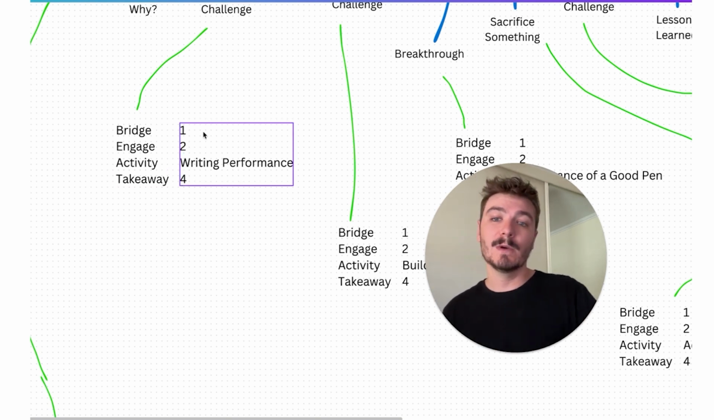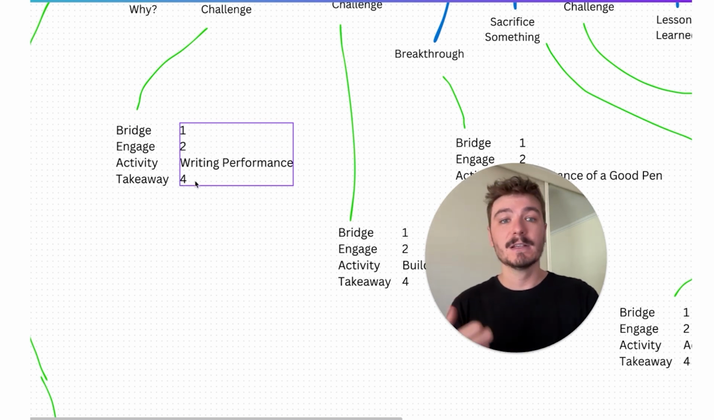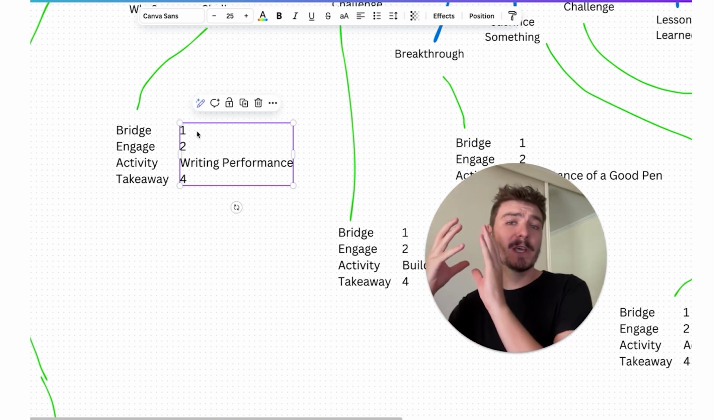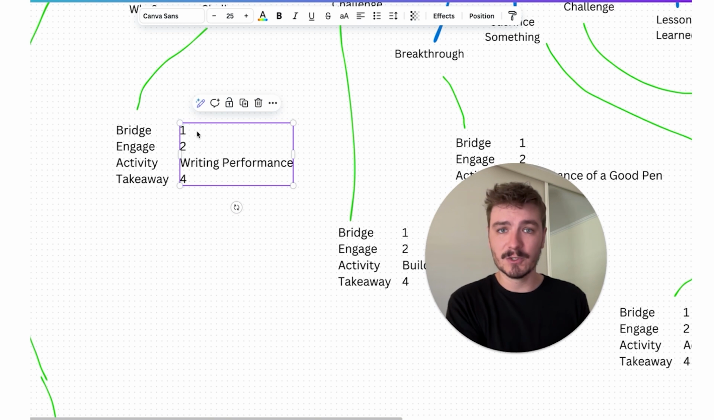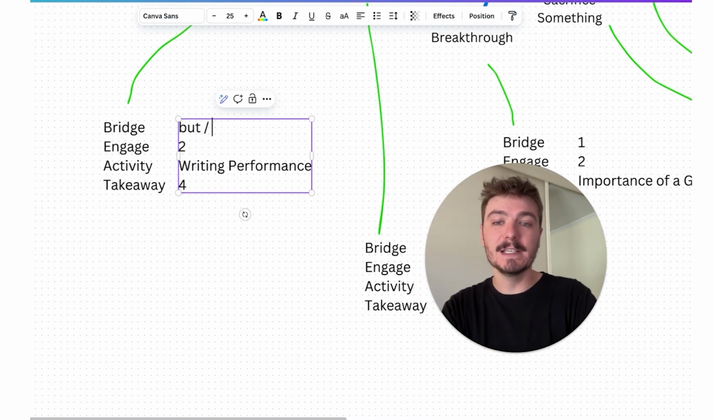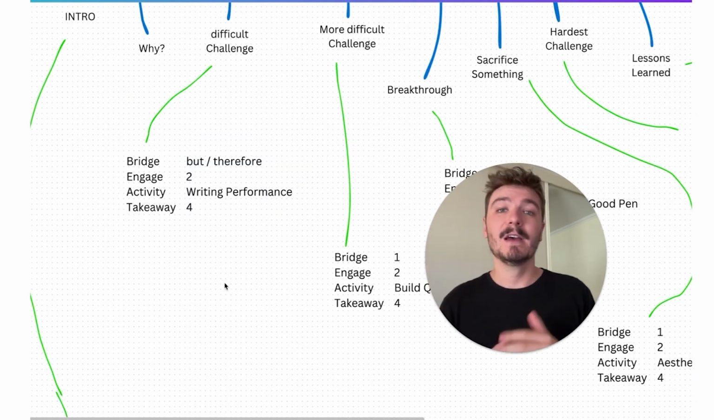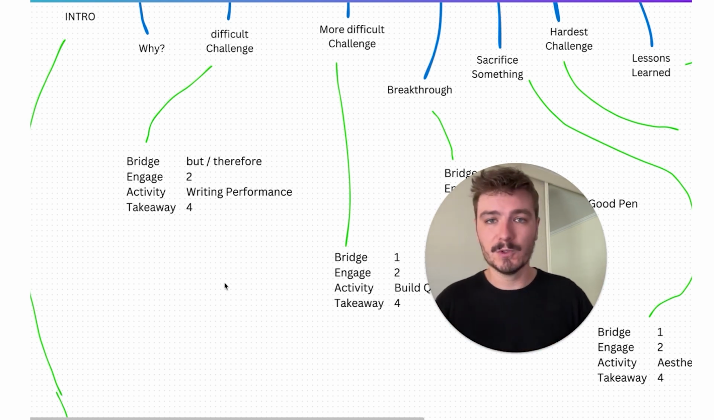So now what I want to do here is write the bridge sentence, the engage sentence, and the takeaway sentence. So we'll write these first. That way I know what I'll talk about in the activity. So the bridge sentence is basically how do we get from the last talking point to this next talking point? We're basically just creating the bridge. Now, writing the bridge is pretty easy. It either starts with but or therefore. Now, this is a rule that actually comes from the South Park writers, which is pretty interesting. That's just where I heard it, but a lot of people have talked about this.